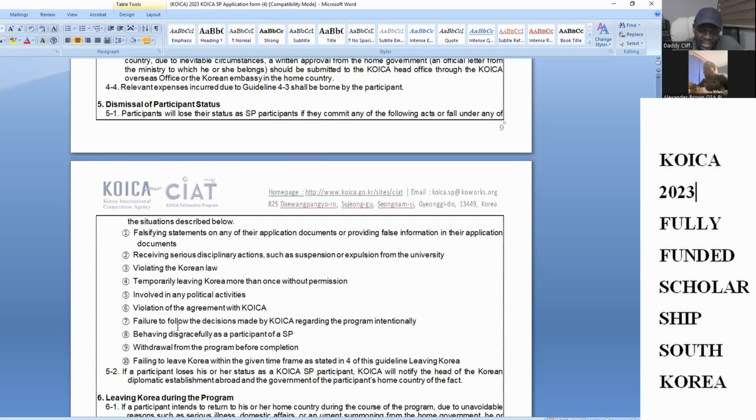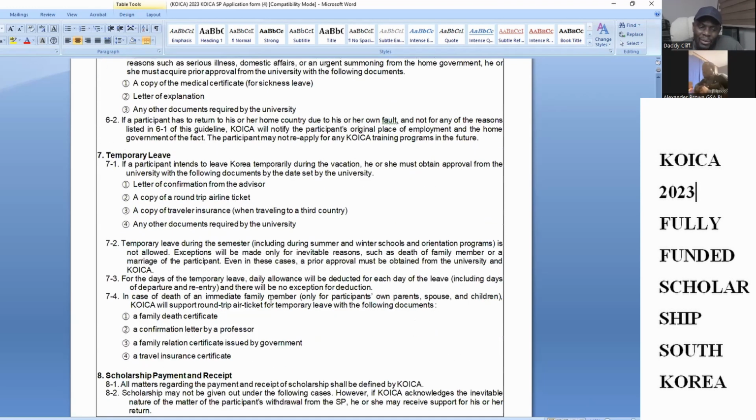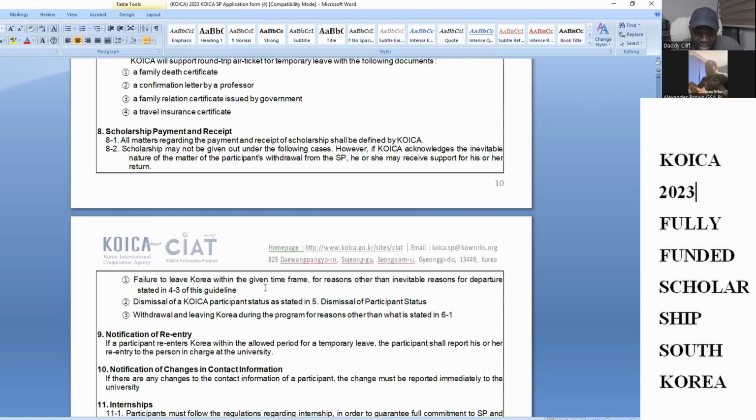Don't try doing that. Just simply respect the rules. Violation of agreement with KOICA. Behaving disgracefully as a participant. They're just simply telling you things that you're supposed to do and things that you're not supposed to do, which is self-explanatory, I guess.